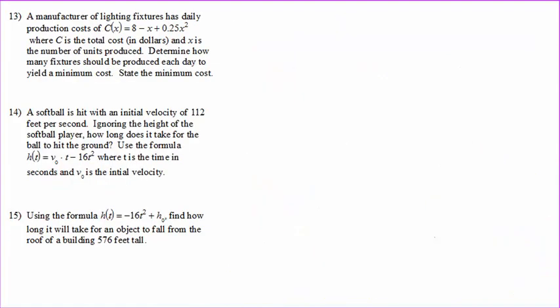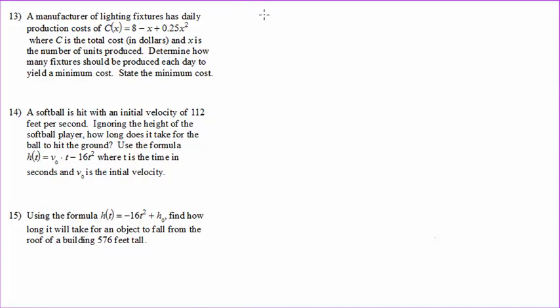Word problems. Okay, on this first one, a manufacturer of lighting fixtures has daily production costs of C of x equals 8 minus x plus 0.25x squared, where C is the total cost in dollars and x is the number of units produced. Determine how many fixtures should be produced each day to yield a minimum cost.